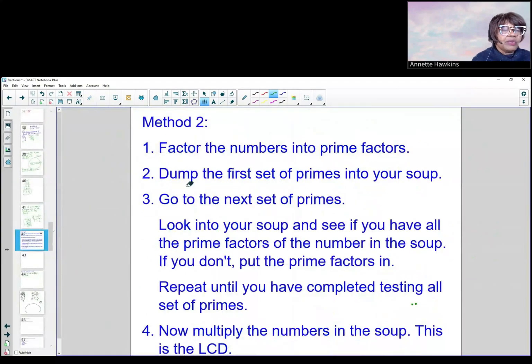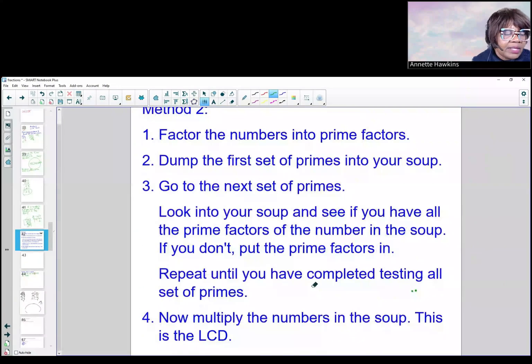All right, so this is what we call method 2, factor the numbers into prime factors. Dump the first set of primes into your soup. Go to the next set of primes, okay? Look into your soup and see if you have all the prime factors of the number in the soup. If you don't, put the prime factors in. Repeat until you have completed testing all sets of primes. Now multiply the numbers in the soup. This is the LCD. Okay, so you go to the next number and its set of primes. Look into your soup and see if you have all the prime factors of the number in the soup. If you don't, put the prime factors in. Okay.